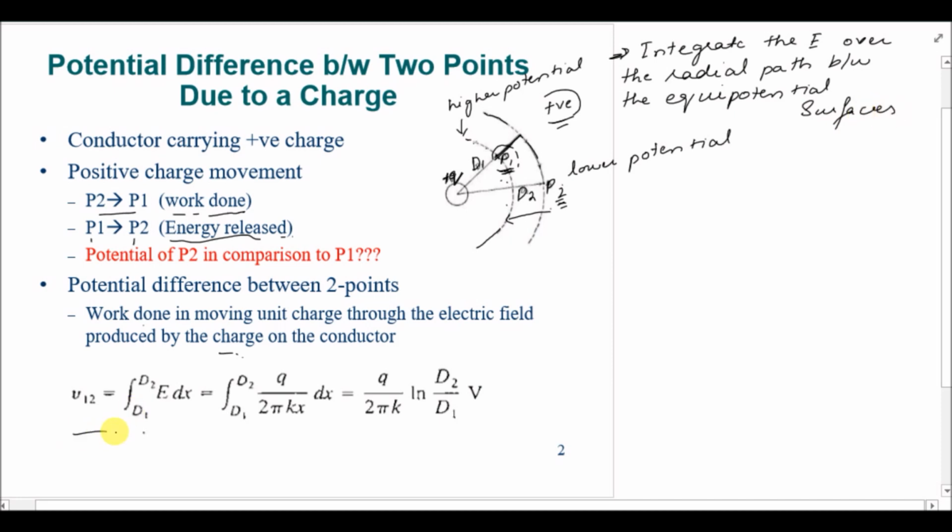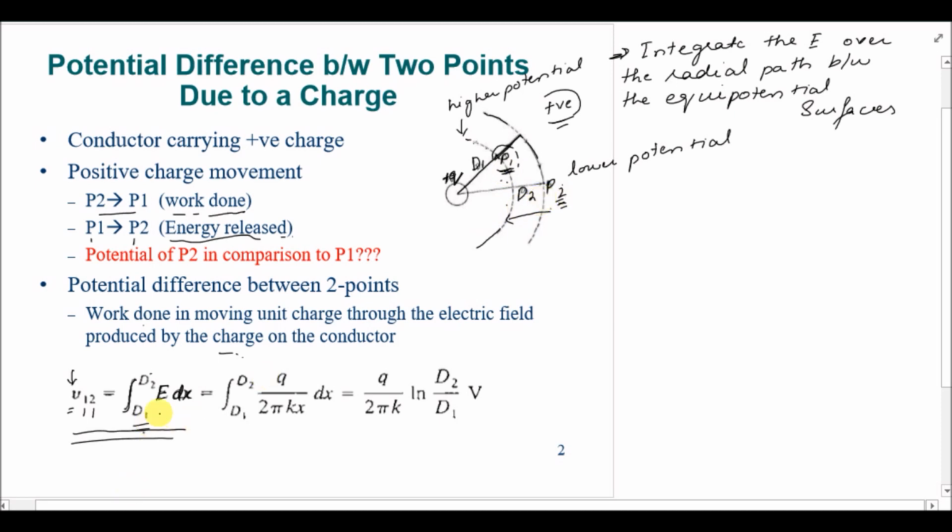So this will be the equation. If you have to find the potential difference between 2 points, point 1 and 2, you have to integrate the electric field intensity E dx between these 2 points, d1 to d2. This is actually the distance. d1 and d2 are the distances from p1 and p2 respectively.